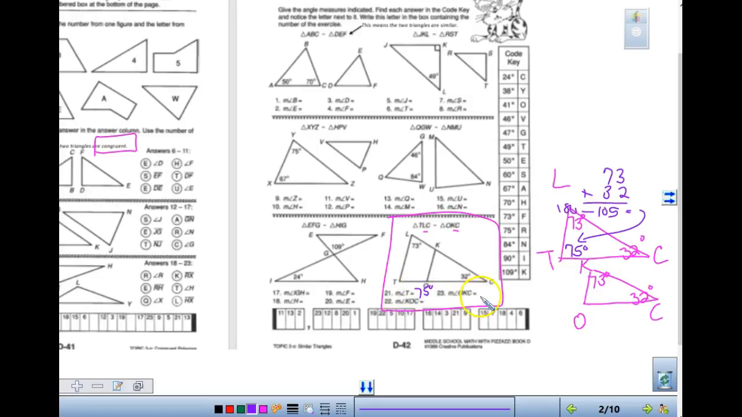It says, what is the angle O to K to C? When they have the three letters, that means you're starting at O, going up to K, and then to C. That had to be the same. This one had to be 73. And then this one says, what is KOC? So K to O to C. Well, this angle and this angle are exactly the same. They both have to be. So once you know the order, that kind of helps you to find those missing ones. So that should have been 75 also.